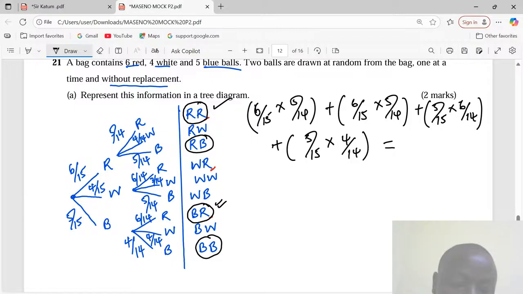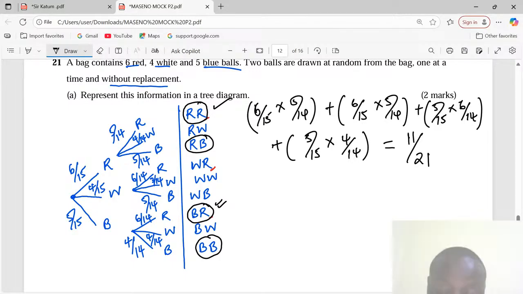5/15 times 6/14. Finally, 5/15 by 4/14. I'm getting 11/21. I don't know your case, and I didn't say that I'm the only person who is right. Remember, I can still make a mistake as we continue working out all this.